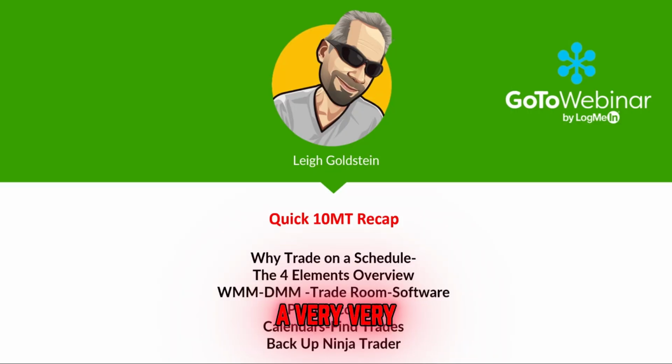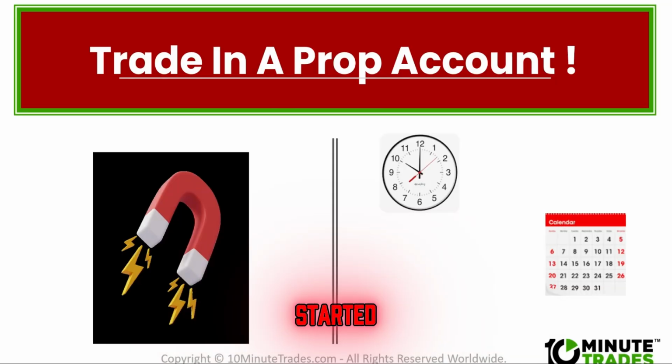We're going to do a very, very quick recap. Why trade on a schedule? So what is 10-minute trades all about? We trade fast-moving market events. We trade the news. We have 4 elements that make up our system. We use a lot of free tools to help us find the trades that we trade. And that's essentially how we got started.